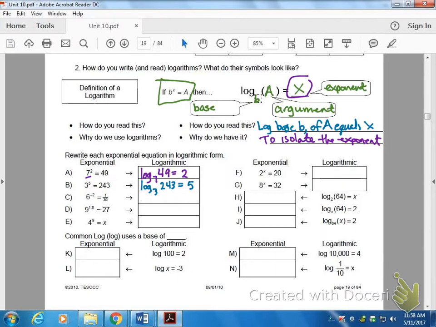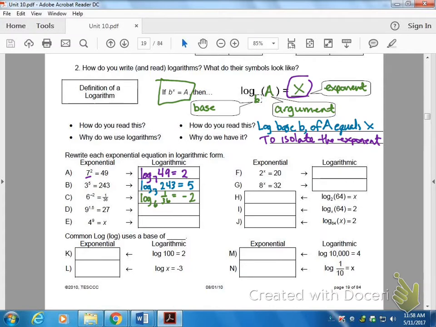We have 6 to the negative 2 power equals 1 over 36. So again, I'm going to write the log. My base is the 6. My answer was the 1/36, equal to my power, which was a negative 2. And let me remind you, when we have negative exponents, remember what that means? That means you drop your number into the denominator. So we will have these negatives as we work through these.